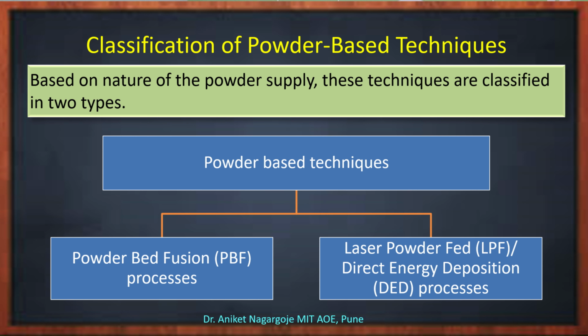So what are powder-based 3D printing techniques? In powder-based 3D printing techniques, the material in powder format is used and it is processed by energy sources like laser or electron beams. These energy sources melt and fuse the powder particles to form the solid object. Based on the nature of powder supply, powder-based techniques are classified into two types. The first one is powder bed fusion processes and the second one is laser powder fed or direct energy deposition processes.